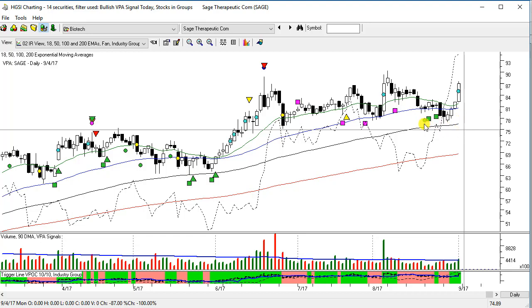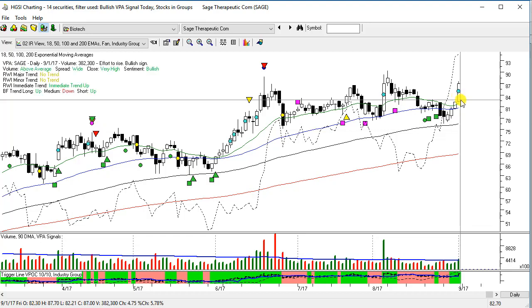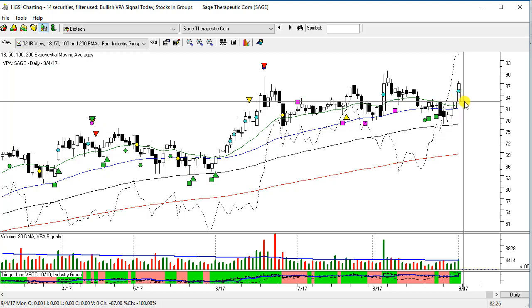Now recently that has changed. We see some positive VPA flags here. Support is holding in this area. The group is moving up, and then yesterday, or on Friday I should say, we had an effort to rise VPA flag because volume was coming into it.